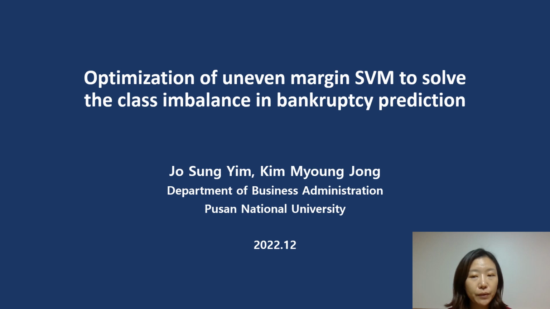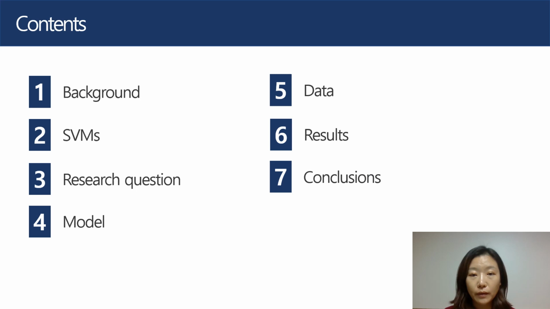Today, I'll brief you on my research topic, optimization of uneven margin SVM to solve the class imbalance in bankruptcy prediction. The purpose of this research is to optimize uneven margin SVM to improve the prediction accuracy on class imbalance data by modifying the algorithm of SVM. The order of the presentation is as follows.